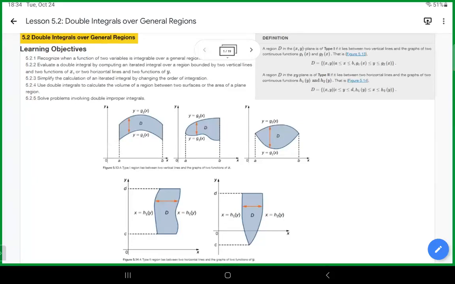Okay, so this is 5.2, double integrals over general regions. We'll see how far we get. If we have to pick up and do a part 2, we can. Or I might do one of those things where I stay on and finish it just so it's all done. And then you guys can always watch the remainder later.